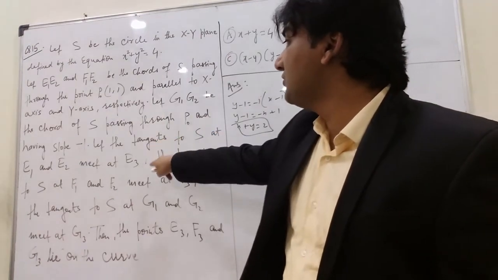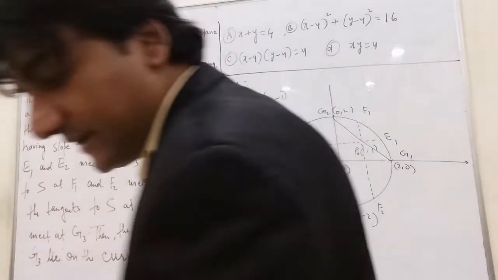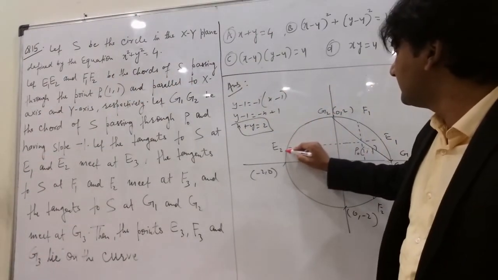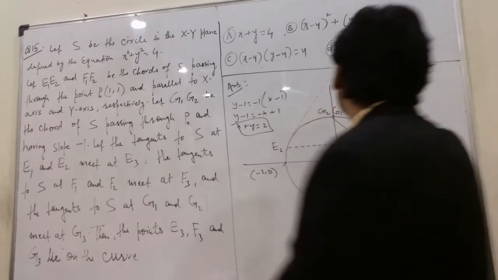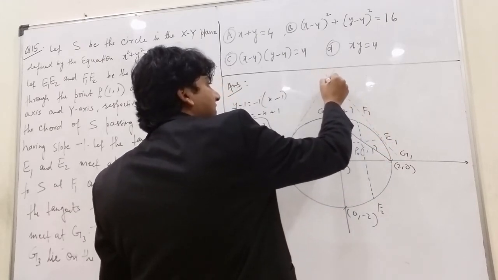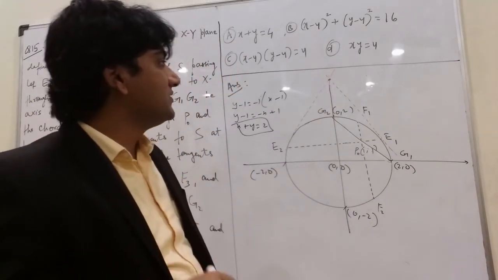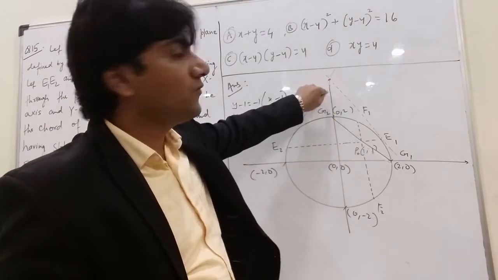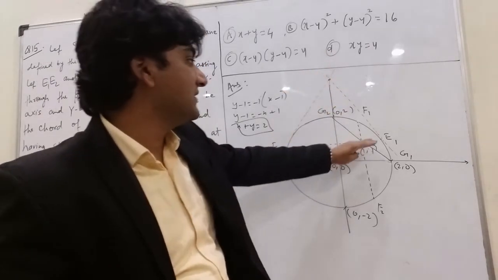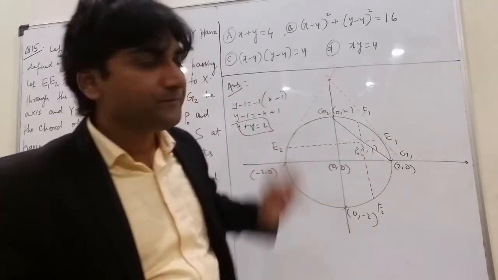Tangents to S at E1 and E2 meet at E3. Okay, we have to draw a tangent from here. I'll draw the tangent with a different pen, like a red pen. So the tangent at E2 will be like this, and at E1, it will intersect on the y-axis. Why? We have two methods to check it will intersect on the y-axis. First, we can find the equation of this tangent and solve. Second, by symmetry, because this is symmetric with respect to the y-axis, so both will intersect on the y-axis.